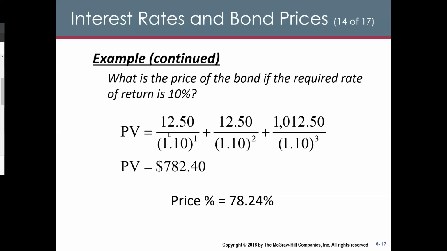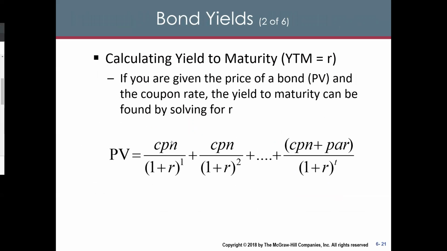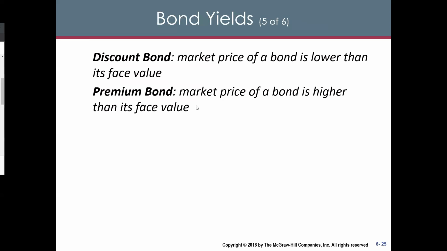Similarly, the premium bond is when the market price is higher than its face value. What will happen is, say, for this bond, it's offering a 6% coupon rate. However, at a time point, the market interest rate is only 3%. In other words, if you invest in a stock or anything else, the return is only 3%. However, this bond is providing you a 6% coupon rate.